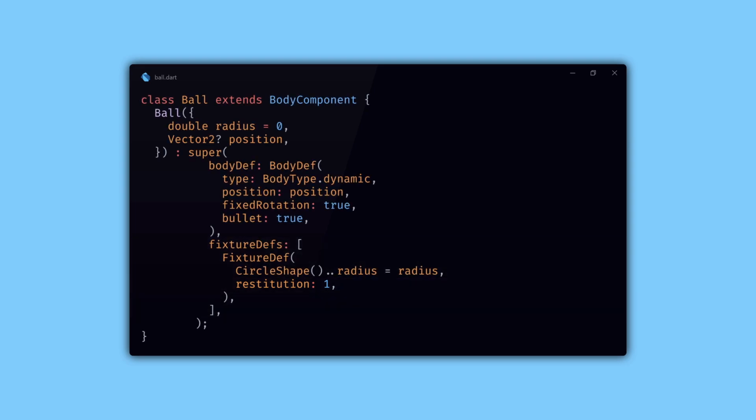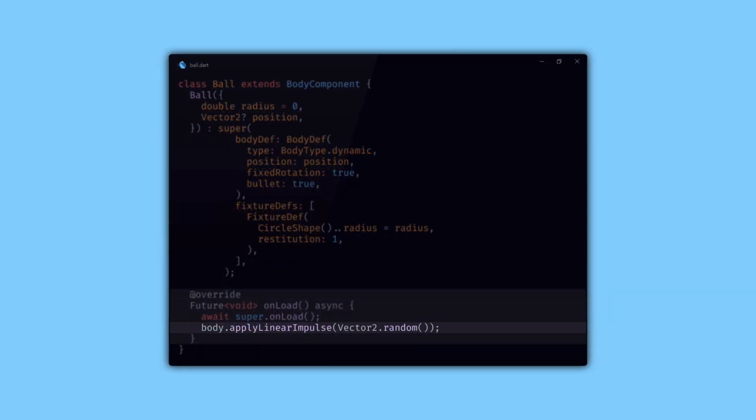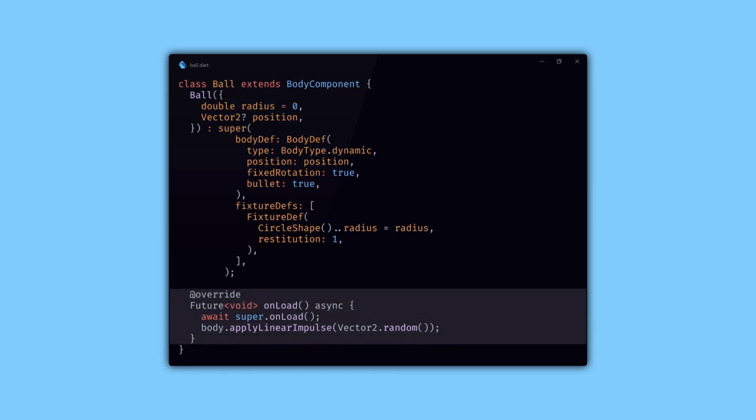Now, to make the ball move, we'll need to apply some initial force or impulse to it. To do this, we override the onLoad method in this class and we apply a random linear impulse to the ball. This will make the ball start moving as soon as the game begins.